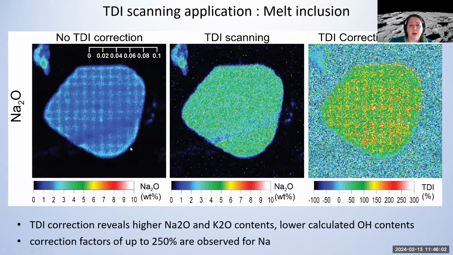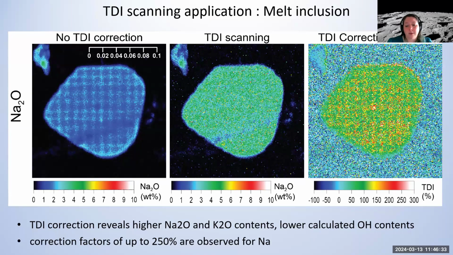John already showed the melt inclusion data. Again, it's very useful, specifically if you have a material with an element that you cannot analyze, like water. If you have an element by difference, all your cations need to be accurate in order to get a correct number for this element by difference. In this case, there are correction factors of up to 250% for the sodium.